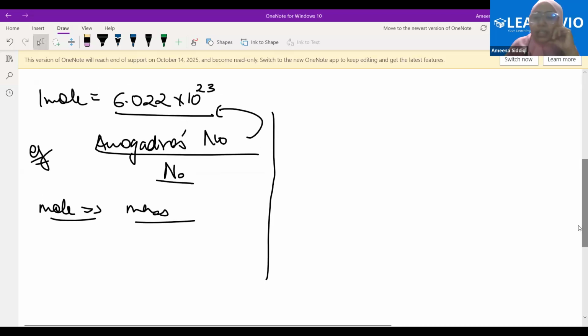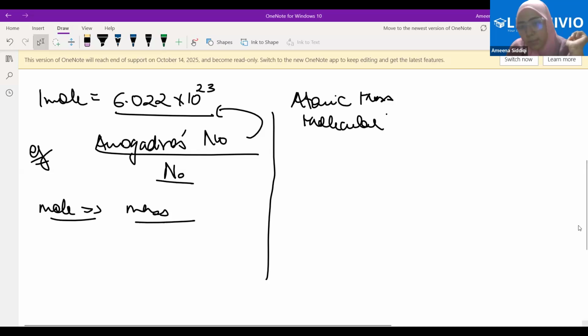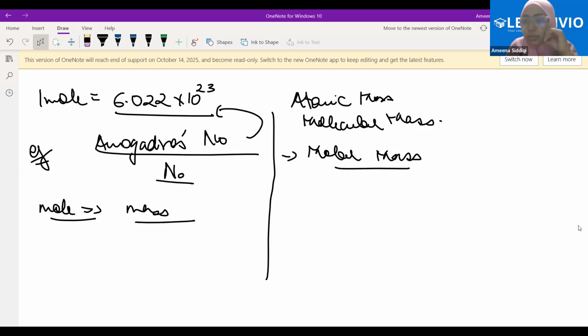Fine. Actually, tell me one thing. Are you clear with the concept of the atomic mass? The molecular mass, yes? See, are you clear with the concept of molar mass? No, I don't remember, this is very important. Okay, no worries. So we'll discuss it very quickly.